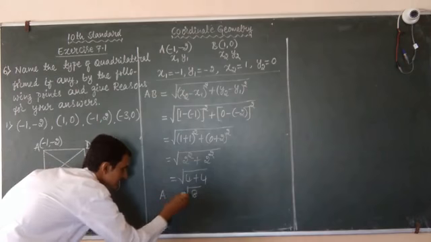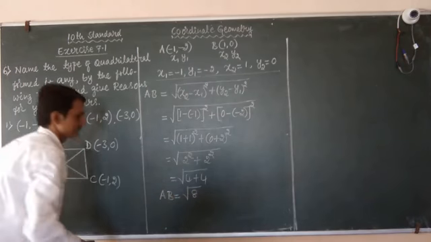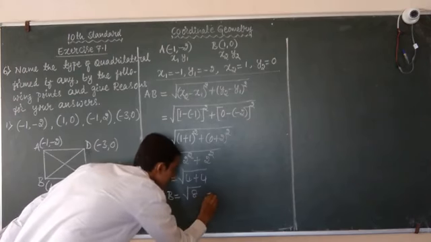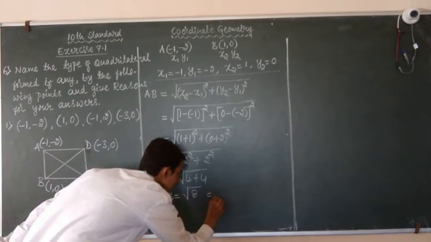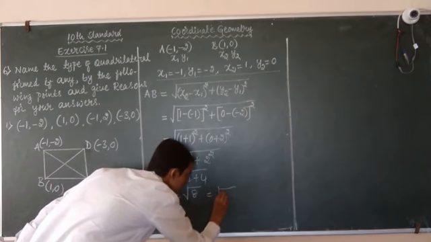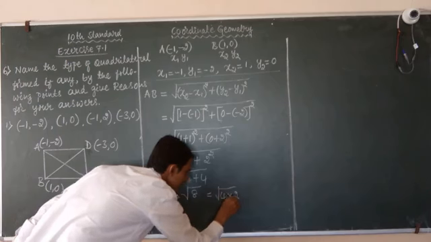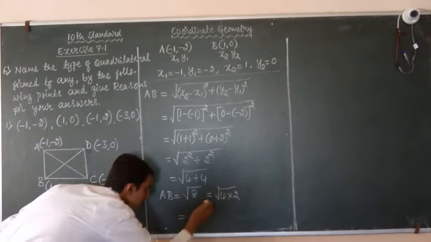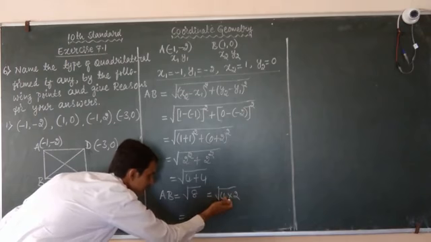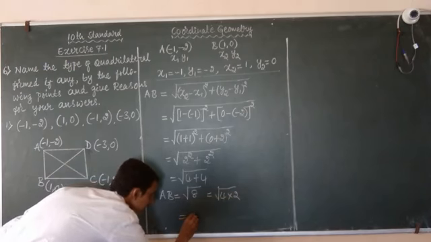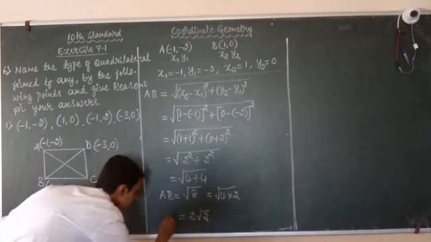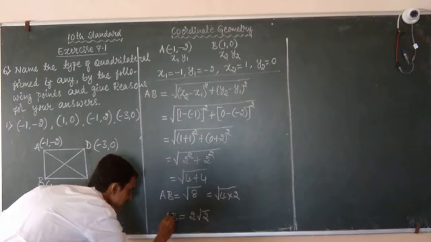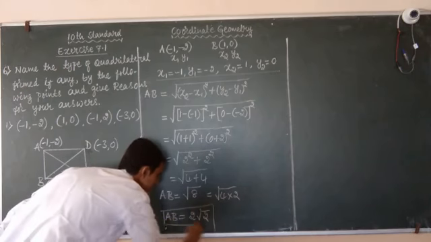Or you can write the simplified form. So AB is equal to, it can be written as 4 into 2. So the value 4 is a perfect square, it will be taken outside, 2 root 2. So the value of AB is 2 root 2.